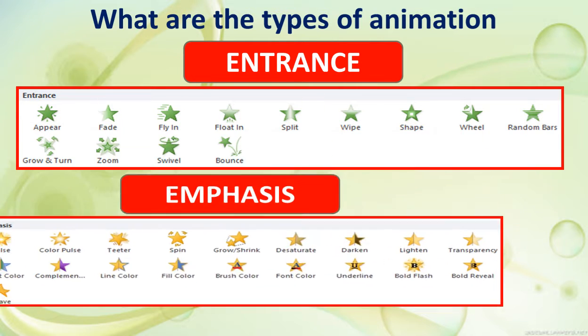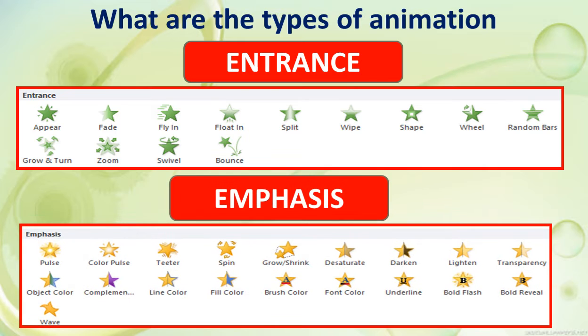The second type of animation effect is emphasis. These effects can be seen when the object is on the slide during the slideshow. These effects make the object grow and shrink, spin, desaturate, darken, lighten, and so on. The other effects, like brush color, font color, underline, bold flash, bold reveal, and wave, can be used for the text.